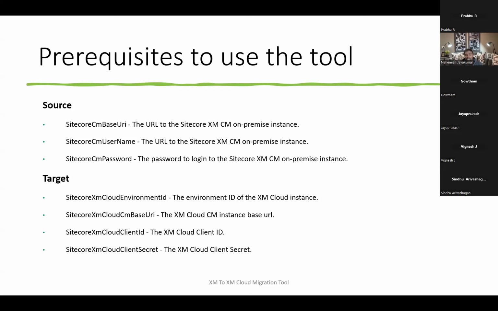Talking about the client credentials, that is the client ID and client secret, it should be an organization credential that we have to create in the XM Cloud Deploy app. The reason the organization credential is needed is that this tool also allows you to migrate users. When you migrate the users, the tool will invite those users to the XM Cloud organization so that the invitation can be sent to them. That's why you need organization credentials.